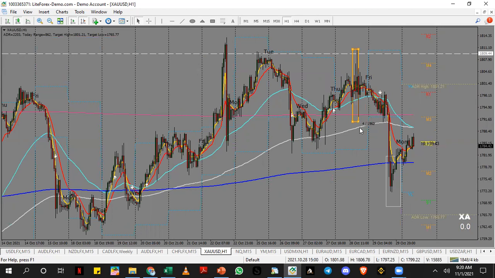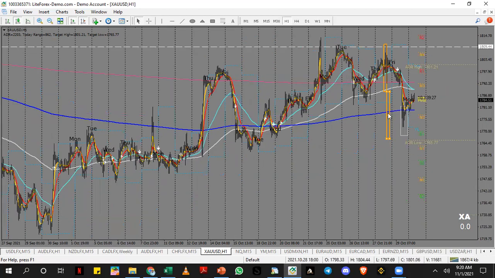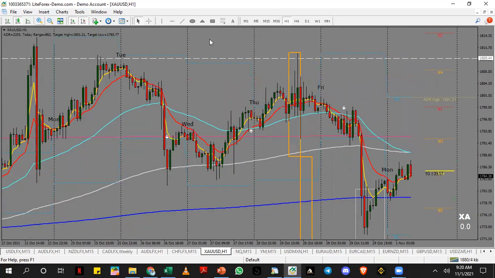So our ADR is around 220. Okay, 3 times ADR. So if price will come to retest this area, then that's a sell for us.